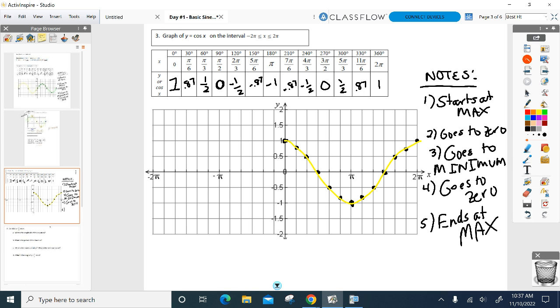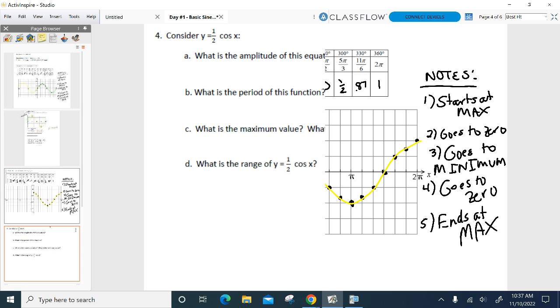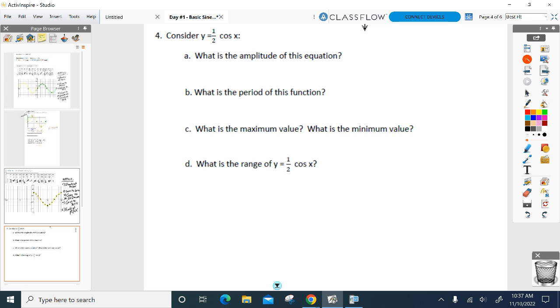All right. And we're not doing tangent. This is it, sine and cosine. Questions from you guys? All right, I want to go in reverse on this next problem. I don't want to graph it. I want to see if you guys can just look at the equation and answer some questions for me.